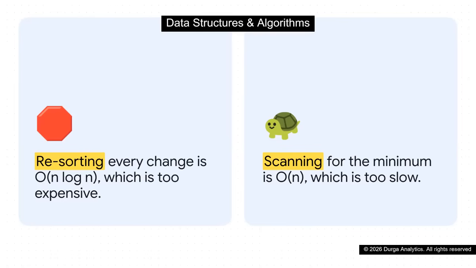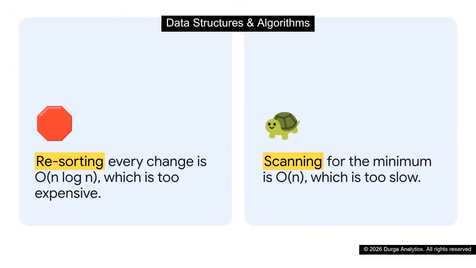First, you could just keep your entire list perfectly sorted. Sounds good, right? But here's the catch. Resorting your list after every single insertion or deletion costs O(n log n) time. In a system handling millions of events a second, that is vastly too expensive.